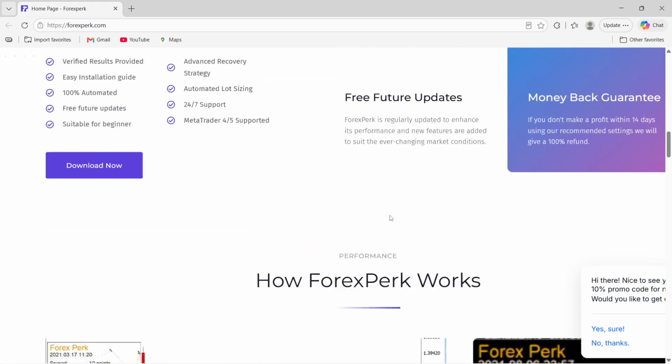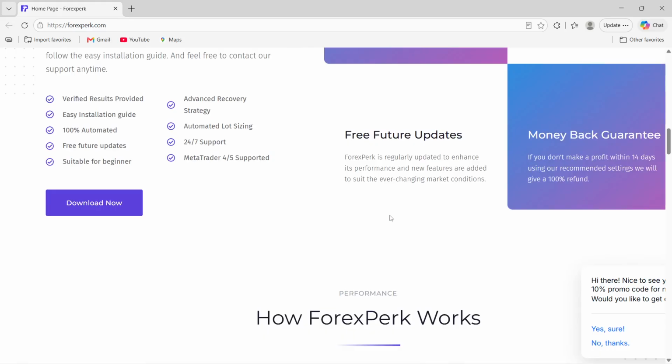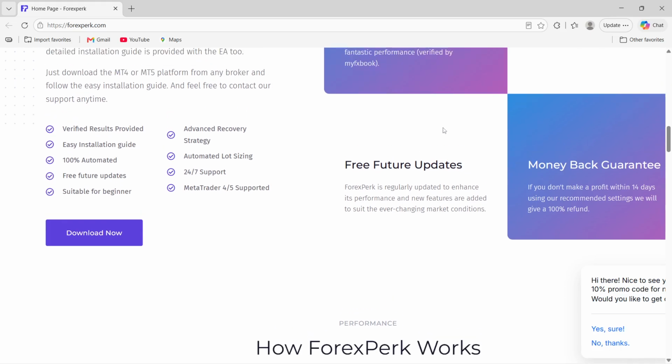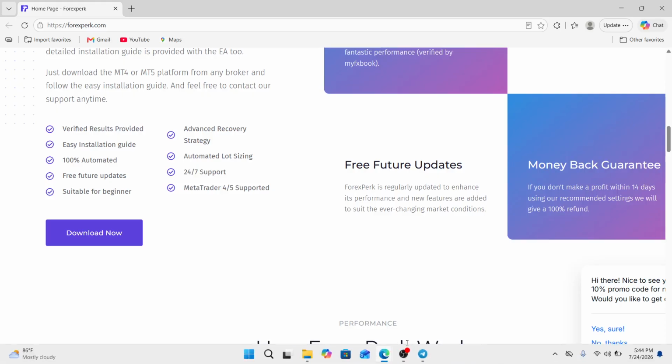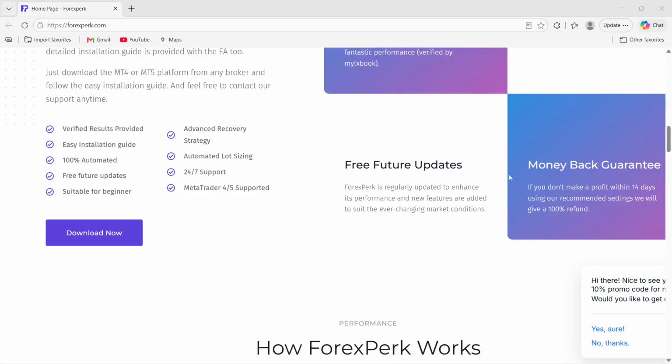So overall, ForexPerk EA offers a versatile multi-pair approach with standard risk tools. It has potential for traders who understand diversification risks, but like all EAs, it requires realistic expectations, proper setup, and ongoing evaluation. Always test extensively on demo with your broker before any live use.